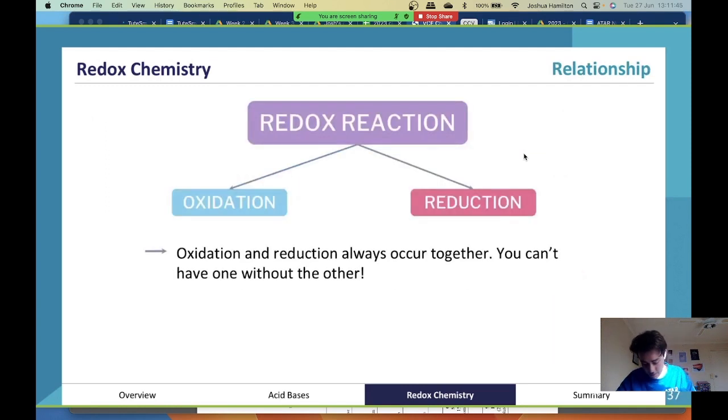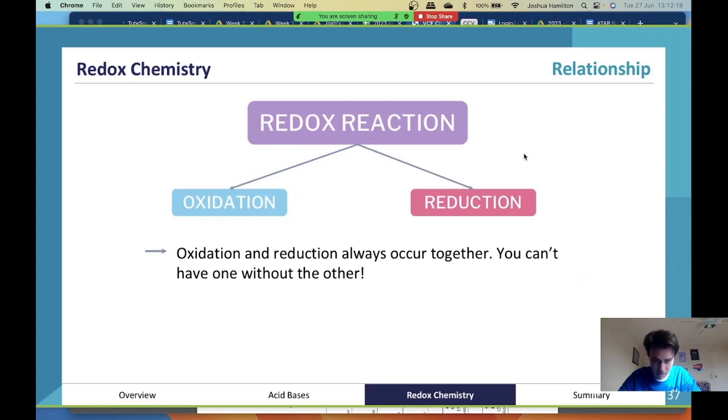So the other cool thing about redox reactions is that one does not happen without the other. That's really, really important. You cannot have reduction without oxidation, and you cannot have oxidation without reduction. And I want to continue to stress that. Reduction does not occur without oxidation. Oxidation does not occur without reduction. Reduction and oxidation will always occur together. You cannot have one without the other.